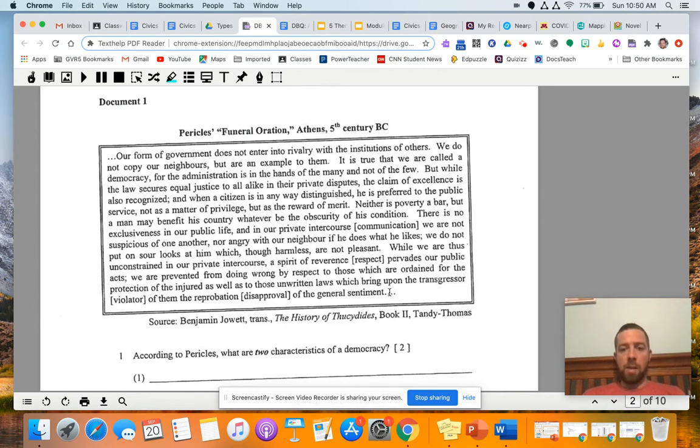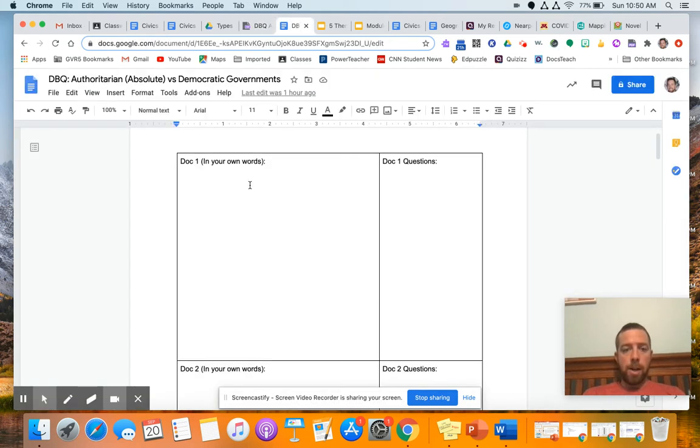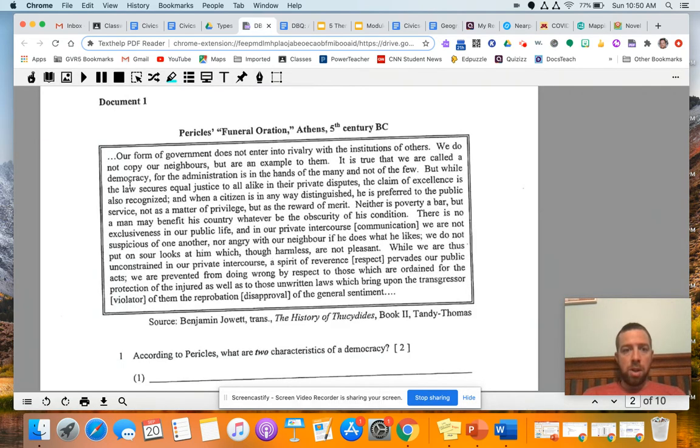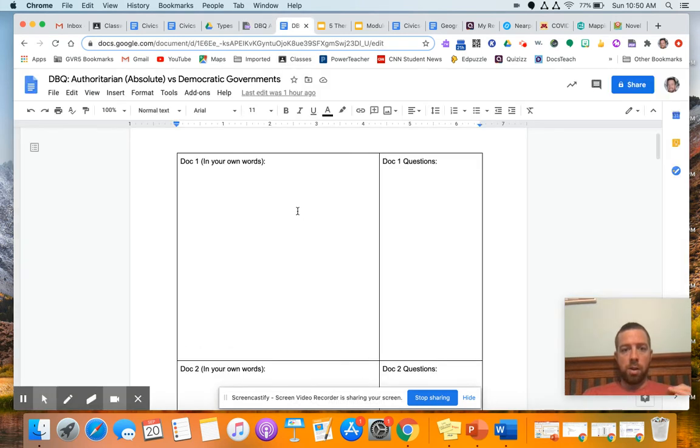And again, as I'm talking, you can pause this screencast and go over to your DBQ and put this whole thing in your own words. When you're writing in this space, it should generally be the length of this paragraph. You're going sentence by sentence and putting things in your own words. That's what you're doing on that space in Doc 1.